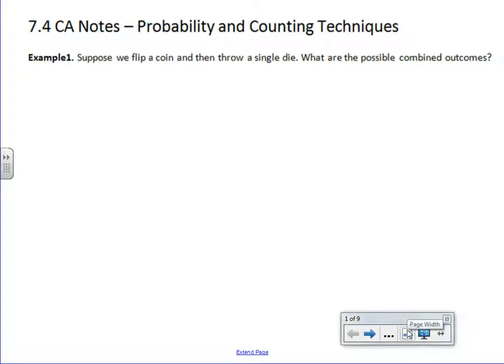So section 7.4 in our college algebra textbook refers to probability and some counting techniques. So this should be a little bit of a review from Algebra 2. Suppose we flip a coin and then we're going to throw one die. What are the possible combined outcomes?